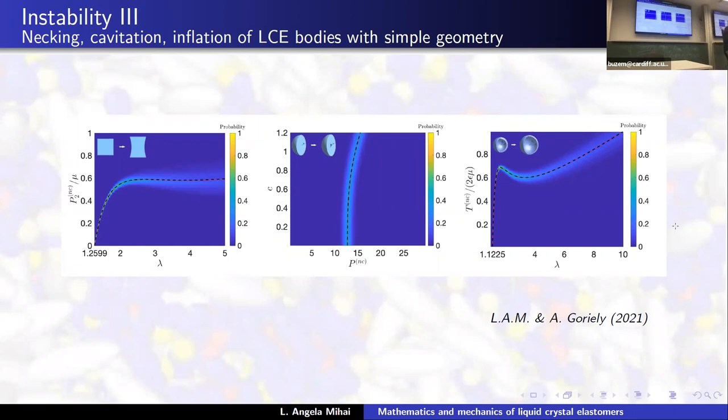So we did the necking. So what's necking? You stretch a material and then at some point you can stretch it a lot without much effort. So this is necking and it is observed in liquid crystal elastomers if you have the right corresponding strain energy function. Also, we studied the cavitation instability, with similar theory to that of rubber, and also the shell inflation. When you inflate a rubber shell or a liquid crystal elastomer shell, at some point you need to apply less pressure in order to inflate it further.